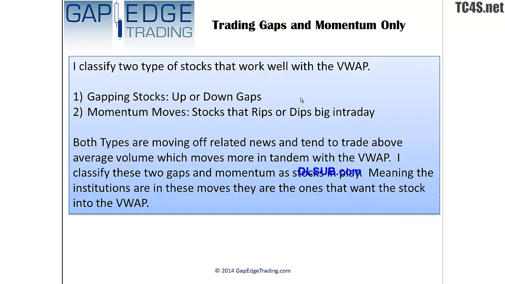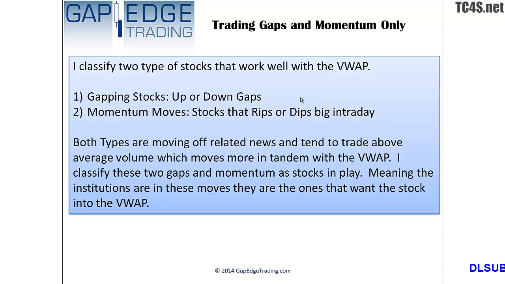Now, I specifically use, first, I'm gap edge trading, so I specifically trade gaps, and I also trade momentum moves that occur during the trading day from news. Basically, gaps are caused by news, either post or pre-market before the market's open, and the gap occurs because of the news. The market opens, and the stock opens at a lower or higher price based upon the news that was released. Now, momentum moves are the same category, but they happen during market hours.